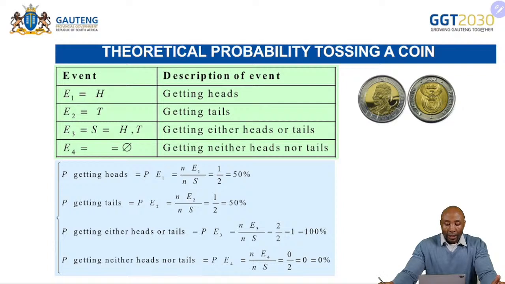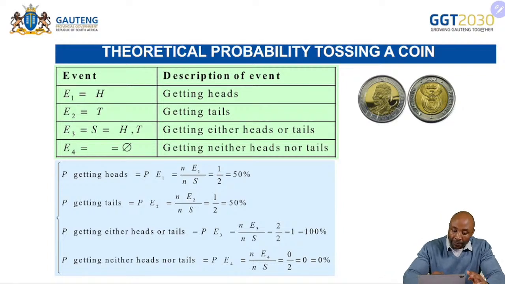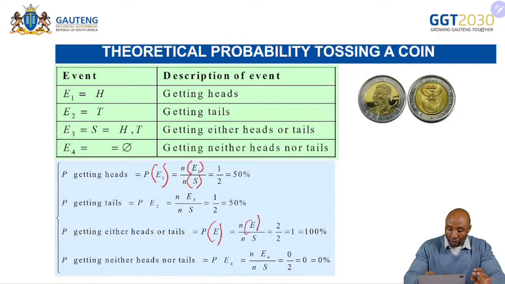Now, we are using our probability language. So I'm able to say the probability of getting heads, I can write it as P(E1), the number in E1 over the number in my sample space. E1 is getting a head. The number of times I can get a head is 1 out of a possible 2 outcomes. That's 50%. For tails, it is the same. For getting either or, that one becomes E3. It's either you get one of the two. So the number in E3 is both head and tails. Hence, we will get a probability of 1. It's given.